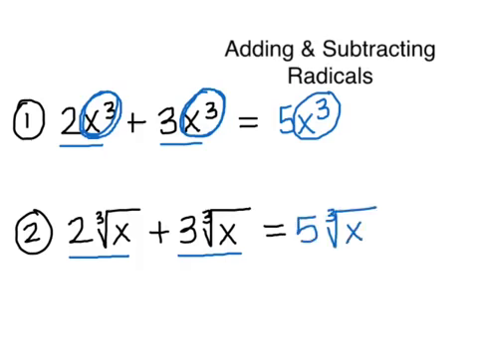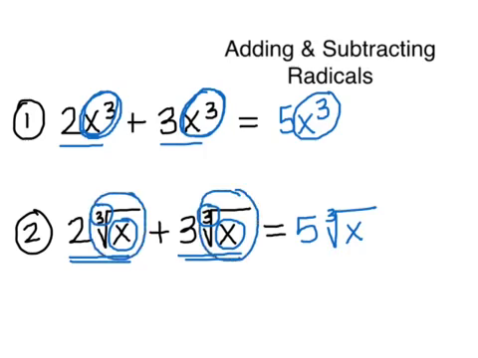You would not be able to add these unless both the index was the same and what's under the radical is the same. If so, then you have 2 of these plus 3 of these, so now you have 5 of these. That's one way of thinking of it.